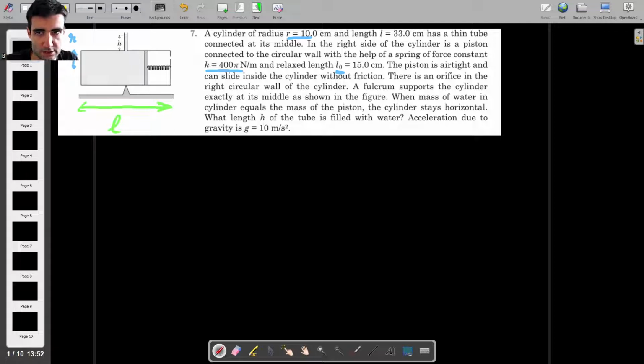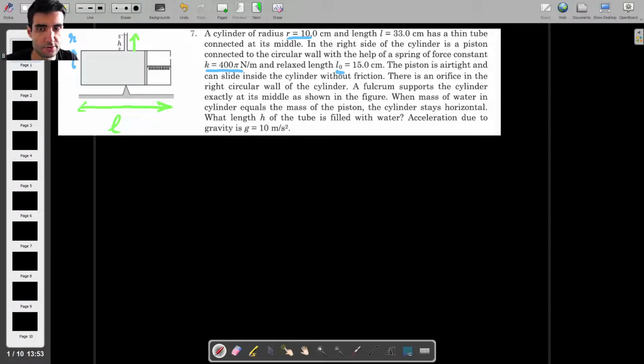And there is some water in this, on one side of the piston, and that water compresses the spring, and it's also raised above the top edge of the cylinder by a certain amount h, which we don't know how much that is, and that's what we're trying to find.